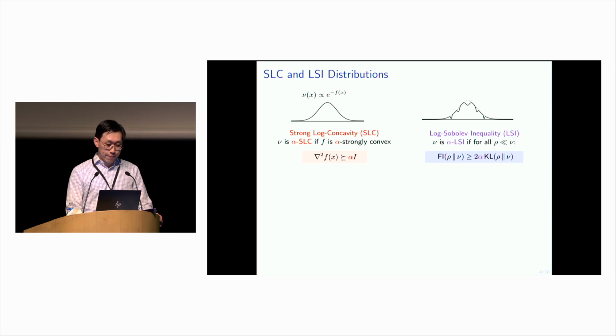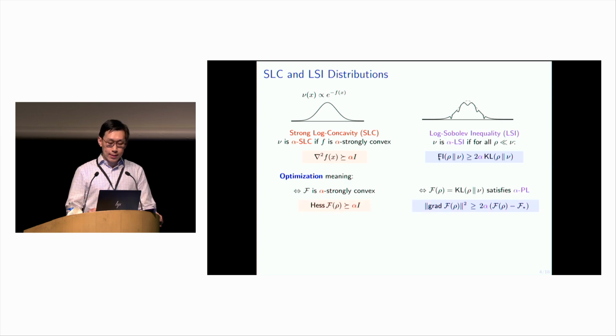So the definition of a distribution satisfying strong log concavity is saying that the negative log density is a strongly convex function. And we say that a distribution satisfies log Sobolev if for any other distribution rho, the KL divergence is upper bounded by the Fisher information. Now, the optimization meaning of these conditions is as follows. Strong log concavity of the target is actually equivalent to saying that the KL divergence objective function is strongly convex on this manifold. And log Sobolev is equivalent to saying that the KL divergence satisfies this PL condition, the Polyak-Lojasiewicz condition. And we know that both of these conditions are sufficient to get fast convergence in optimization.